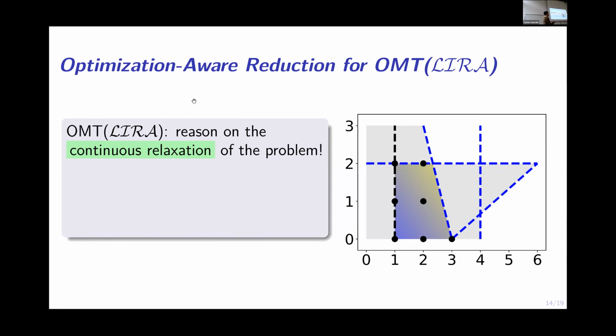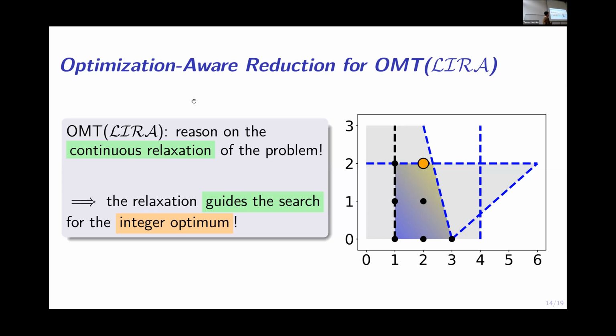What about mixed integer rational arithmetic? In this case, we don't have anymore the nice property that the optimum model is always on a vertex, because for instance here, the vertex might not be integer. So in this case, the optimum model is this point, but we can reason on the continuous relaxation of the problem so that we find the rational optimum and still identify the constraints that limit it.